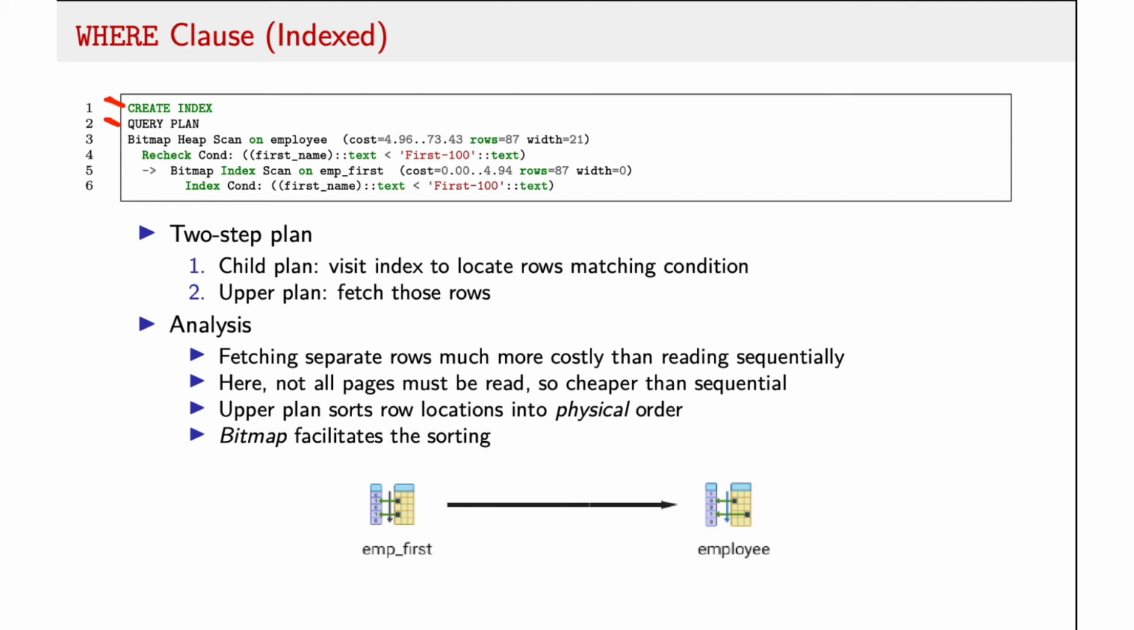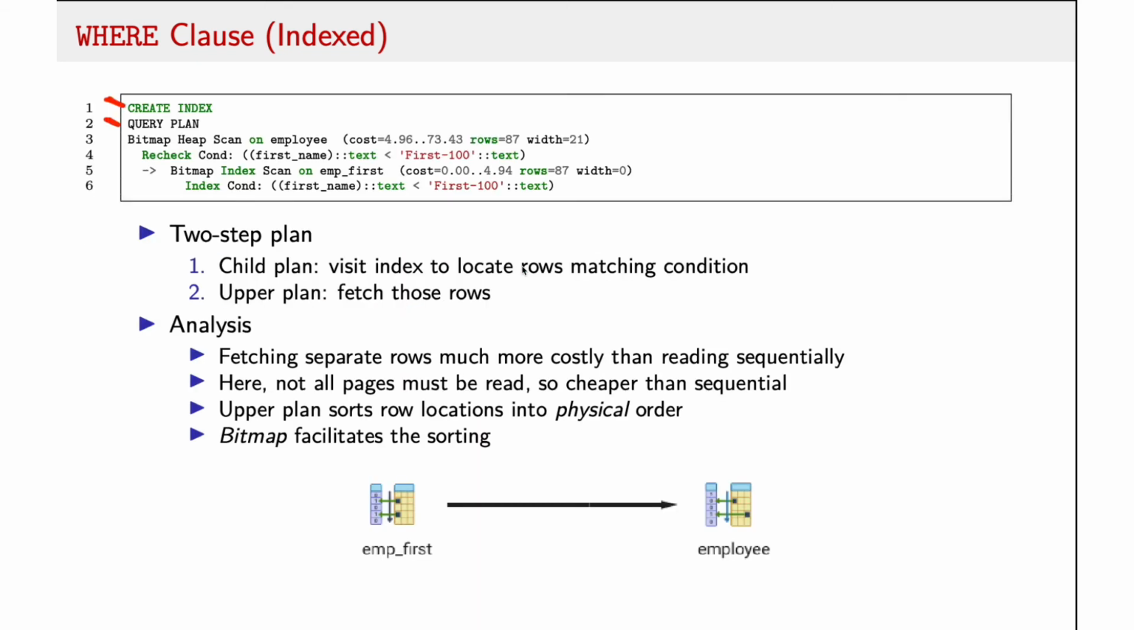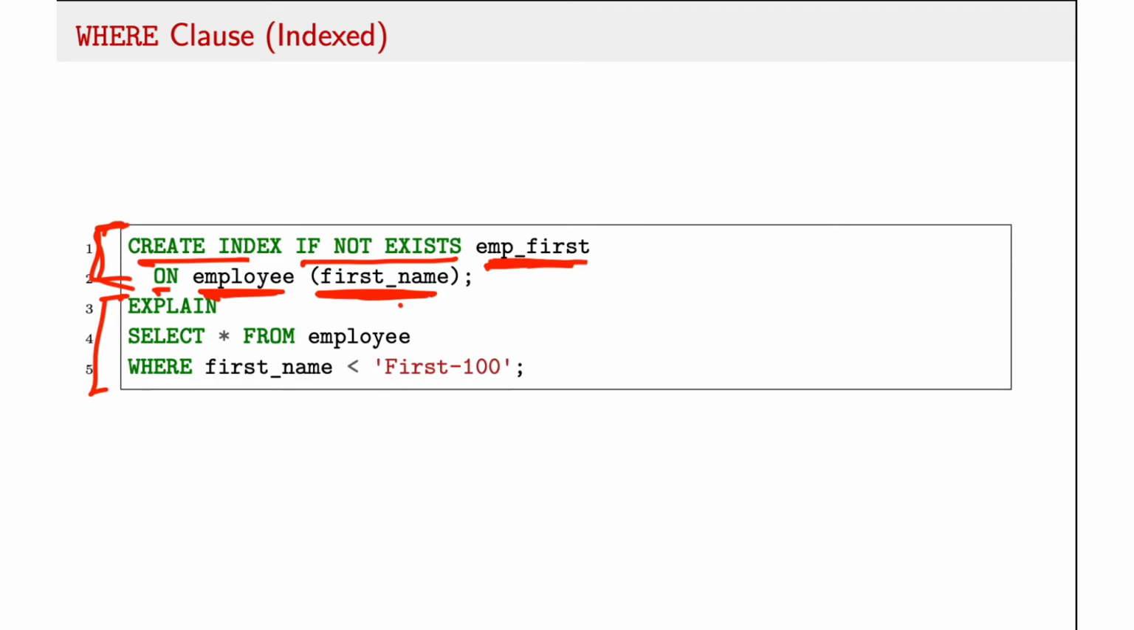So emp_first is this index, right? That's the name we gave to the index. It's responsible for indexing first name in the employee table, but its name is emp_first. So it's telling us that it's going to use this emp_first index as an initial plan node. And what that node is going to allow it to do is go and find exactly those rows from the underlying table that satisfy this criterion.